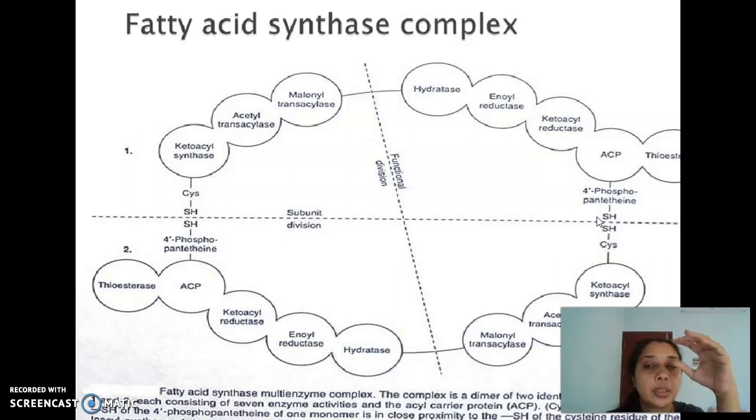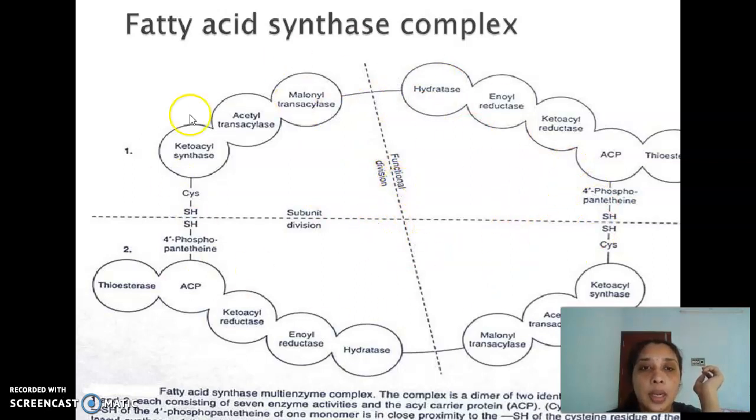Then what happens? The next 2 carbon moiety has to come, acetyl CoA has to come. But if acetyl CoA comes, there is no place for it to sit. So what is needed is that this butyryl CoA that is formed here will be translocated to the SH. It will go to this SH, so that this arm is now made free. Clear? Then comes the other malonyl CoA, and the reaction is continued. So how the reaction is taking place, that we'll take in the next class.